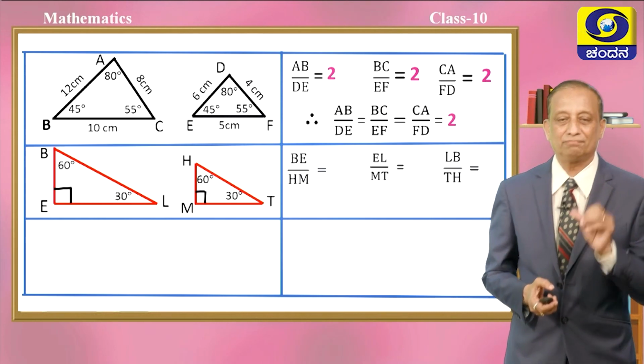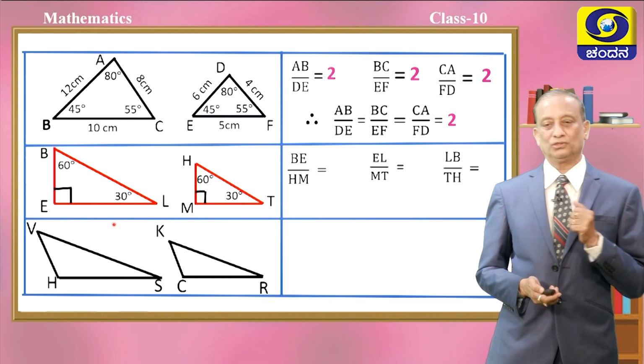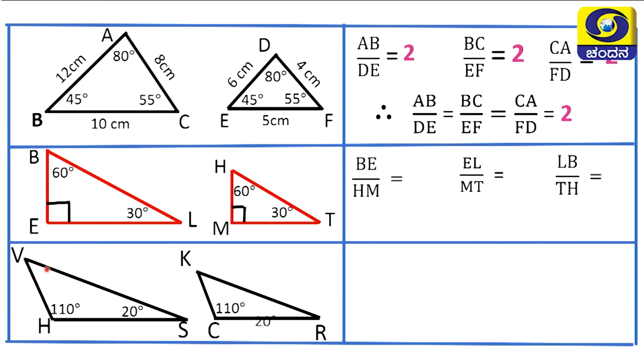a constant of proportion. Similarly, the third case, take two obtuse angled triangles, say with the angles 120 degrees, 20 degrees, and the third angle is 50 degrees. Again, here one triangle is called VHS, another triangle is called KCR. Okay, they have the angles 110, 20 and 50 degrees. So, take the ratio between the corresponding sides and see whether they are in a proportion.